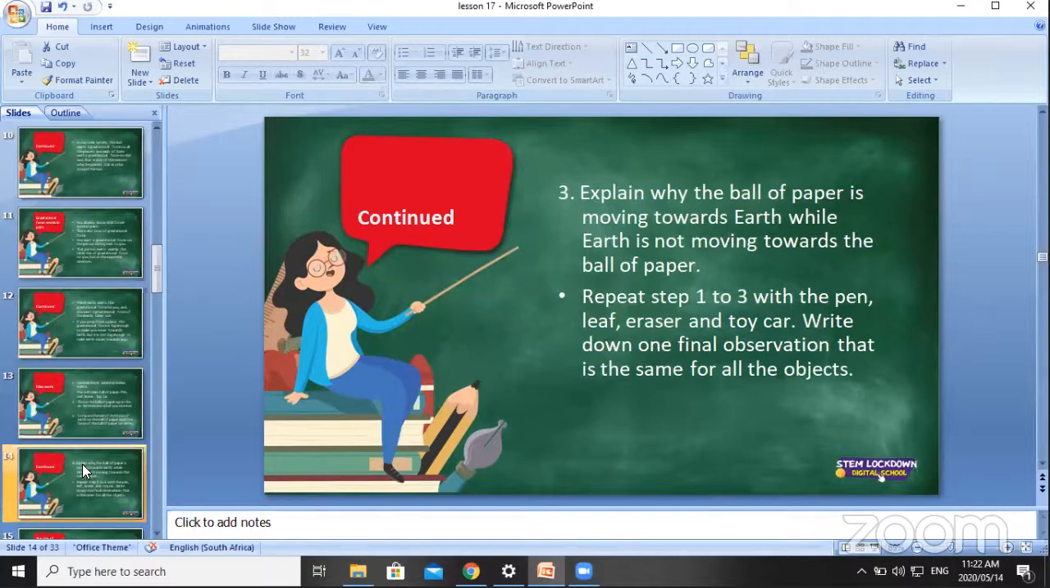So repeat step 1 to 3 with a pen, leaf, eraser, and a toy car. Write down one final observation that is the same for all the objects. So what is the same for all these objects is that the force of gravity of Earth is always higher than that of the object on Earth.